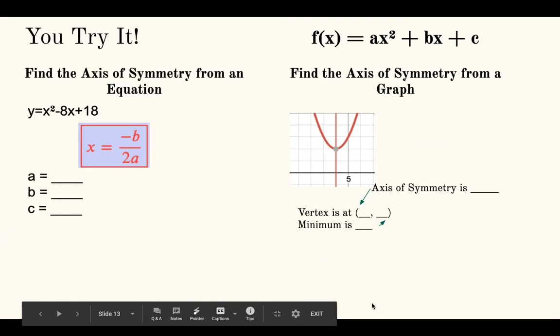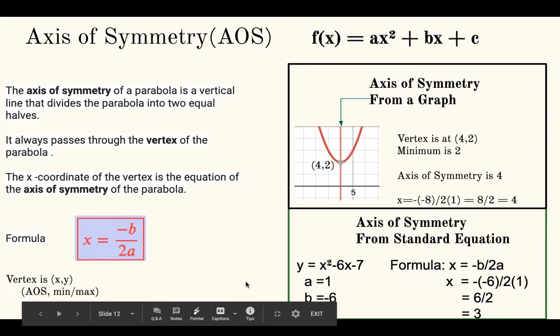Okay, for example, in x squared minus 6x minus 7, a is 1. We're talking about ax squared plus bx plus c. b is -6, and c is -7. So if we use this formula, x is equal to -b over 2a, we would substitute 6 divided by 2 times 1, which reduces to 3. So the axis of symmetry is x equals 3 in this problem.